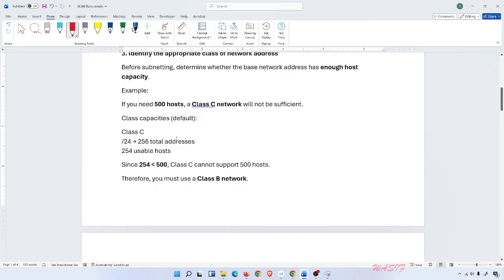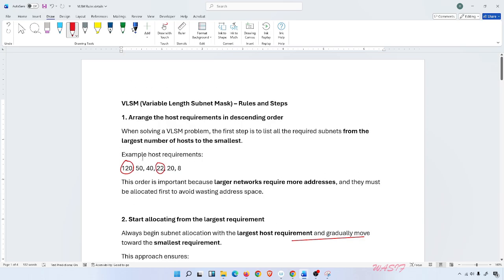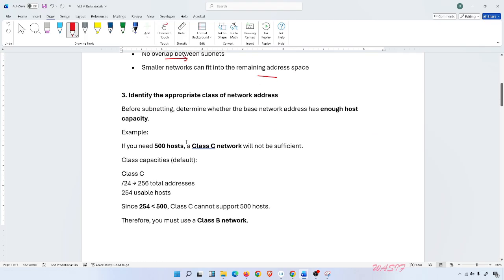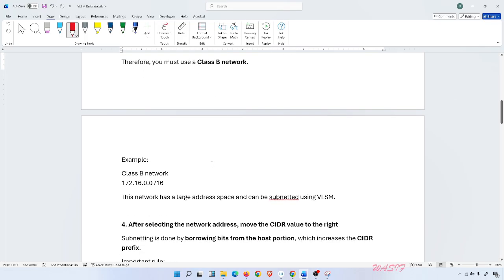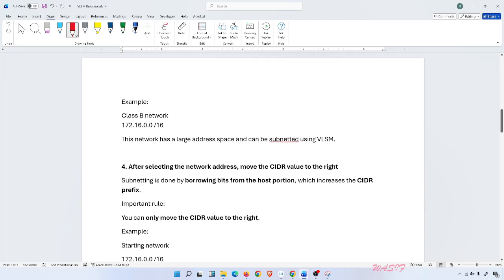This is only possible if you start with the highest number, okay? Without the highest number, it's not going to happen. So I think you can write here: highest number. Now, for class B, it comes like this, the default.